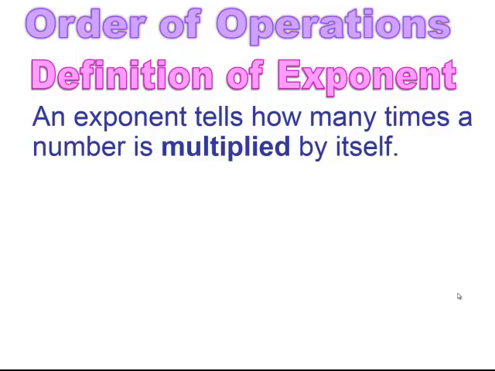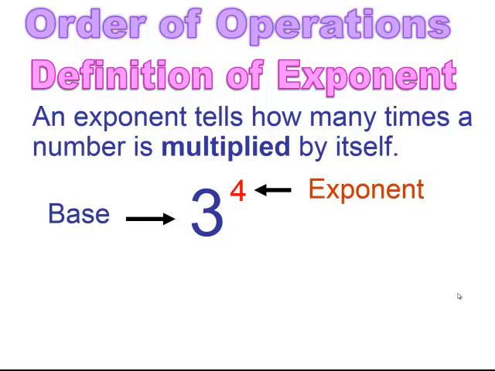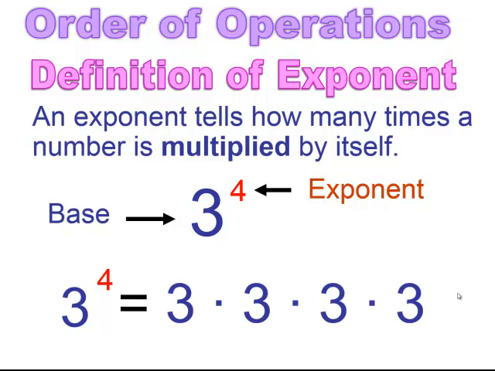Order of operations. Definition of exponent. An exponent tells us how many times a number is multiplied to itself. The base is the number that is multiplied to itself, and the exponent is the number that tells us how many times that number will be multiplied to itself. So if I were to evaluate 3 to the 4th power, what that means is I'm taking 3 times 3 times 3 times 3.